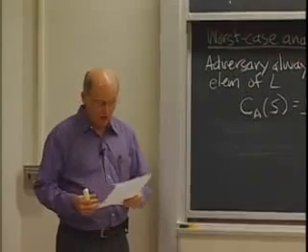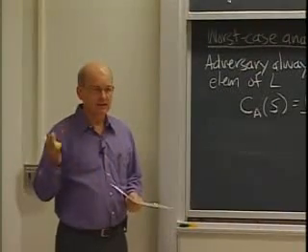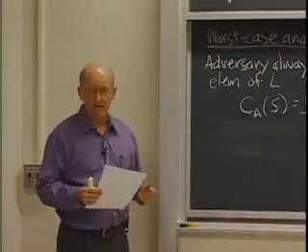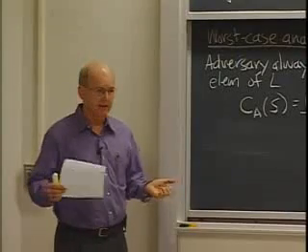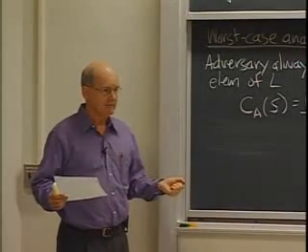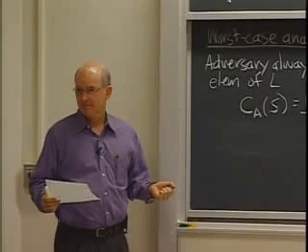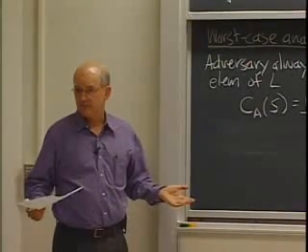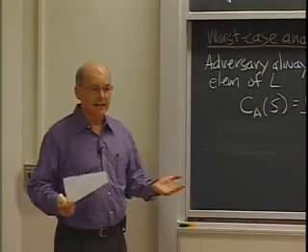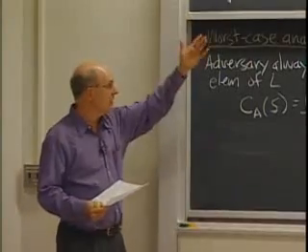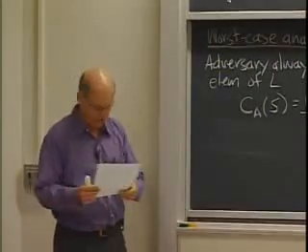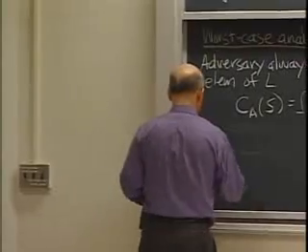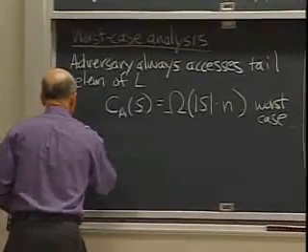So the history of this problem is that people said, well, if I can't do well in the worst case, maybe I should be looking at average case, and look at, say, the different elements having some probability distribution. So let's do the average case analysis.